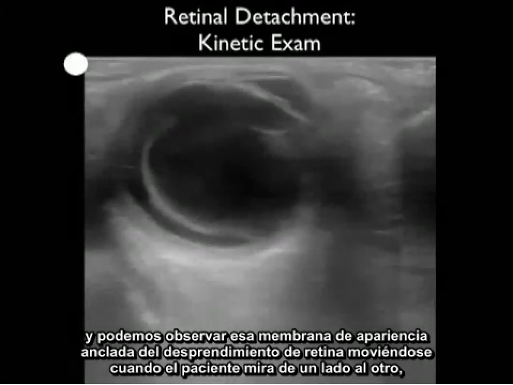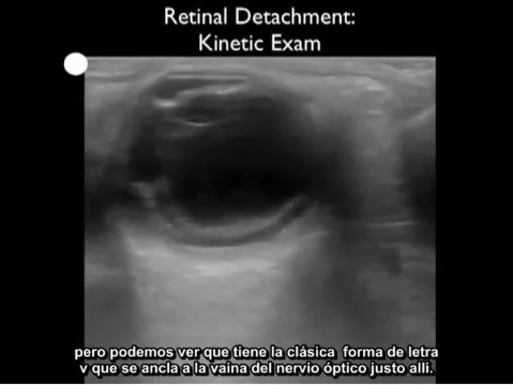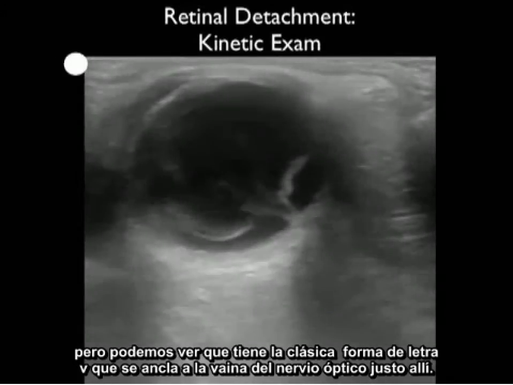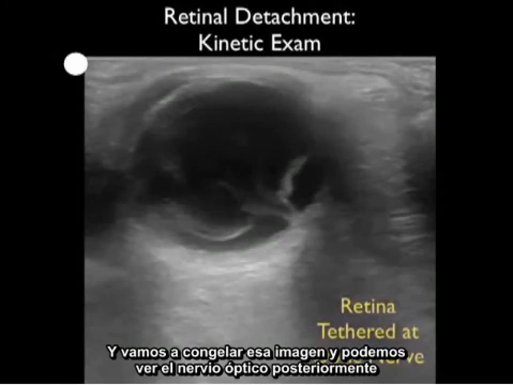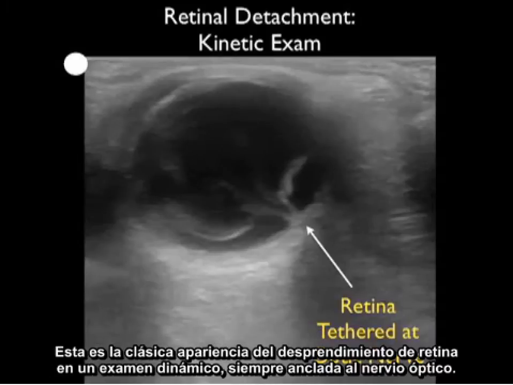Here's another ocular kinetic exam of a retinal detachment, and we can see the tethered membrane appearance of the detached retina moving around as the patient looks from side to side. But we can see that it has a classic V that tethers in at the optic nerve sheath right there. And I'm going to still that image down, and again we can see the optic nerve posteriorly coming up towards the back of the eye, and the detached retina tethered right there to form a V coming anteriorly into the vitreous material. So that's the classic appearance of a retinal detachment on kinetic examination, always tethered at the optic nerve.